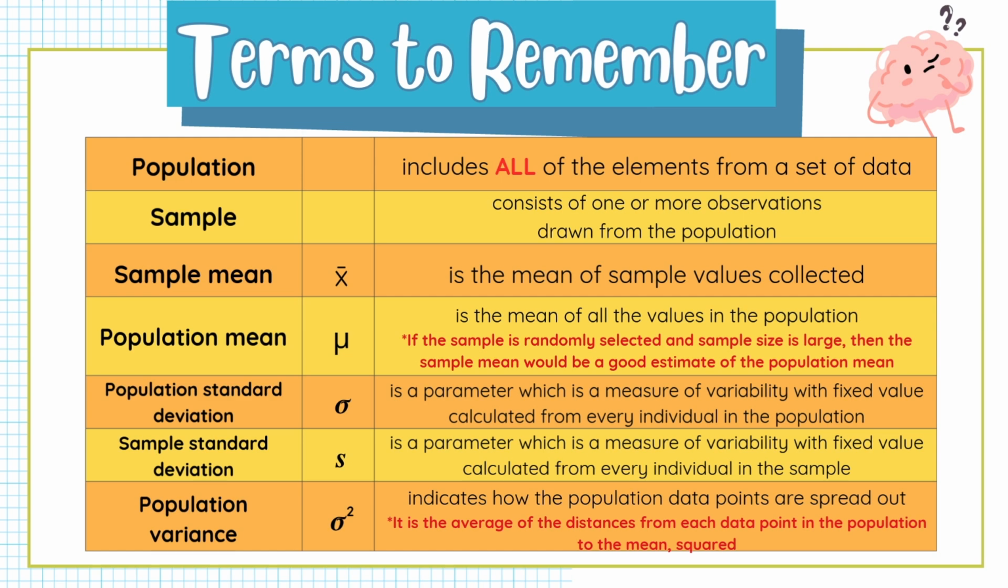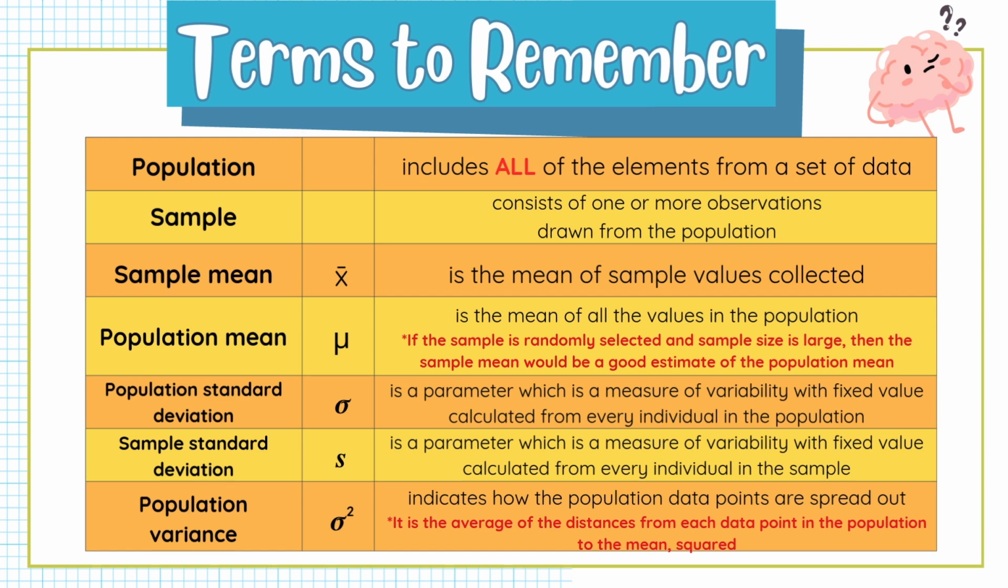When you say population, it includes all of the elements from the set of given data, while a sample is part of the population and it consists of one or more observations drawn from the population. A sample mean, denoted by X bar, is the mean of the sample values collected, while the population mean is the mean of all the values in the population. Remember, if the sample is randomly selected and the sample size is large, then the sample mean would be a good estimate of the population mean.